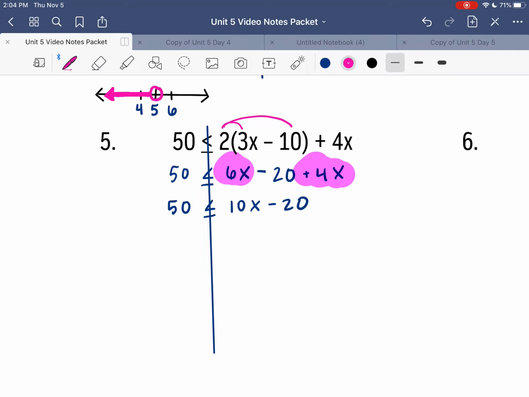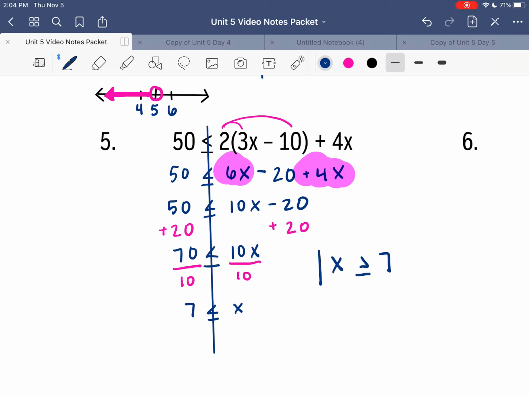Now we're down to 2-step, so I can add 20 on both sides. I get 70 is less than or equal to 10x. Finally divide by 10. We get 7 is less than or equal to x. And so that answer's fine, but it typically helps us out if we reverse that order to put the x on the left. And if I switch their sides, I have to switch the direction of the sign. So I'm going to write my answer as x is greater than or equal to 7.